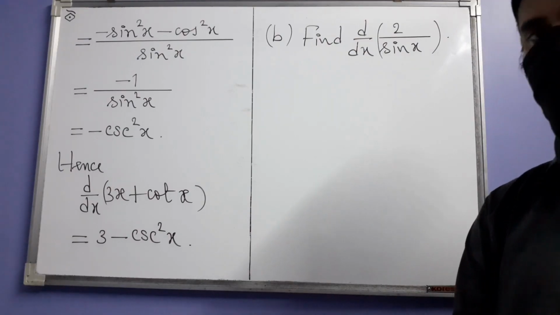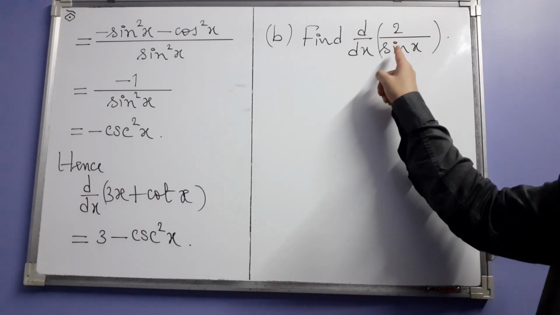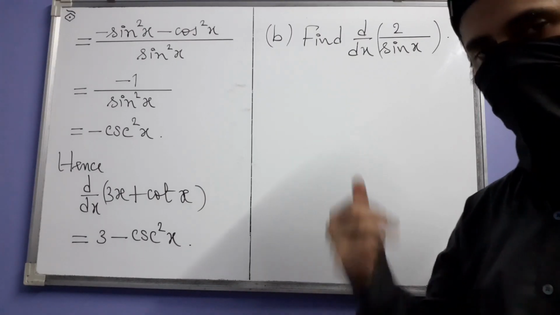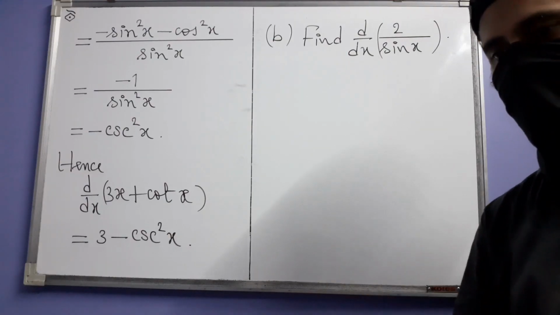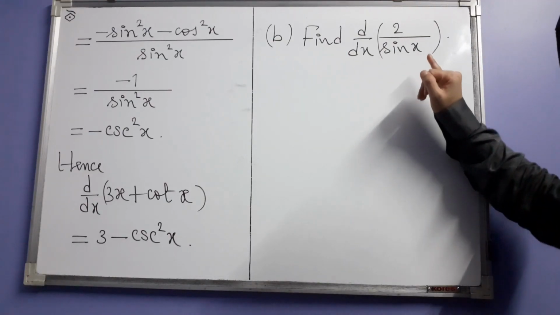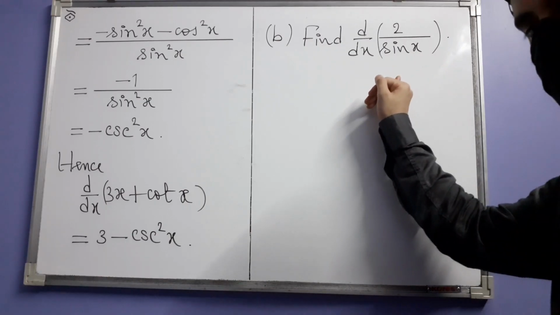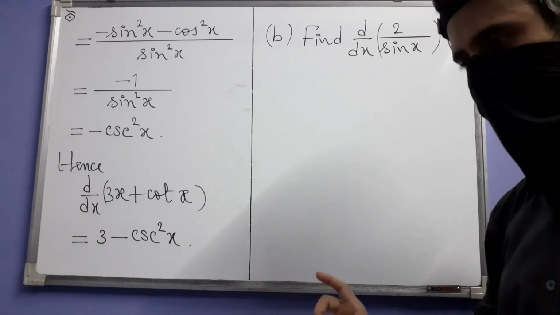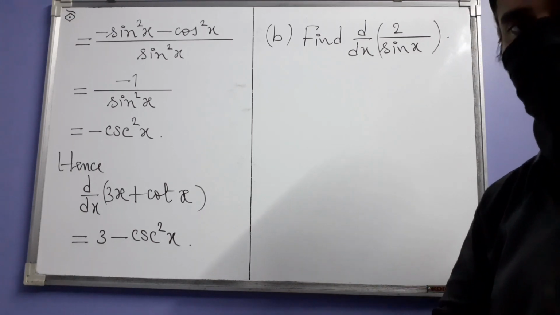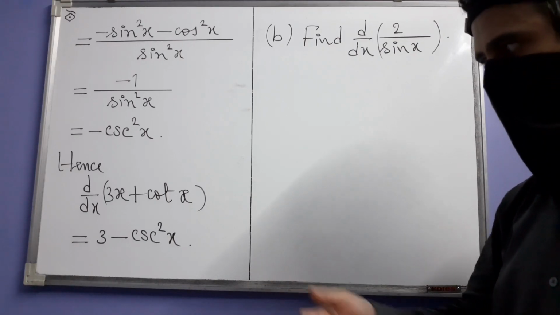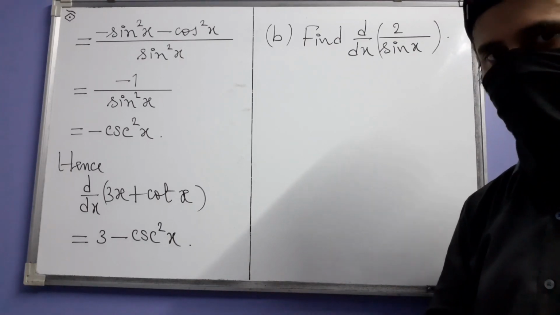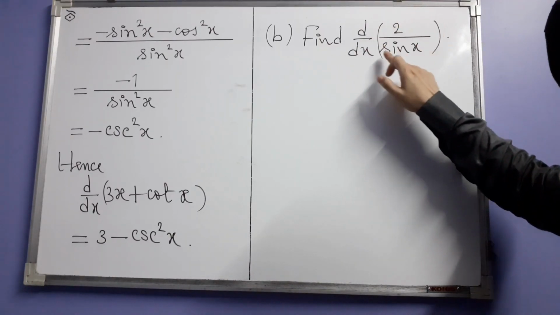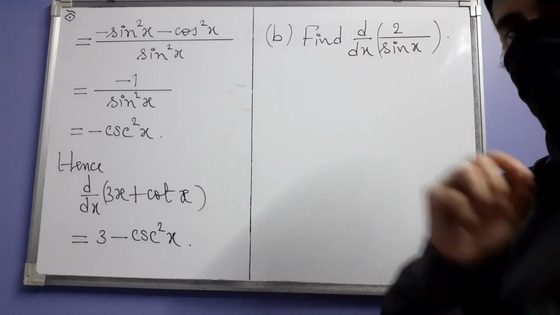So in part B, we have to find the derivative of this ratio 2 divided by sin x. Now you can directly, of course, apply the quotient rule, but we will do it slightly differently, because we notice that 1 divided by sin x is cosecant x. So if we calculate the derivative of cosecant x separately, we are going to need it afterwards, because every now and then this cosec function will appear and we may have to differentiate it. So that is why we are going to treat this function as 2 times cosecant x.